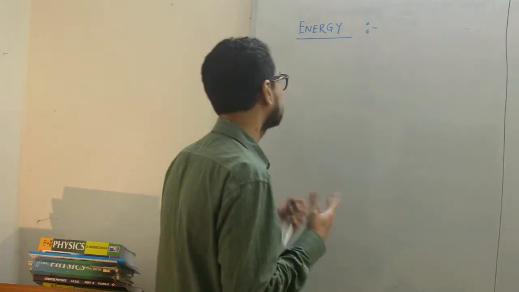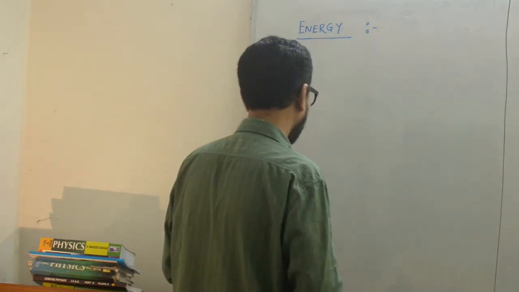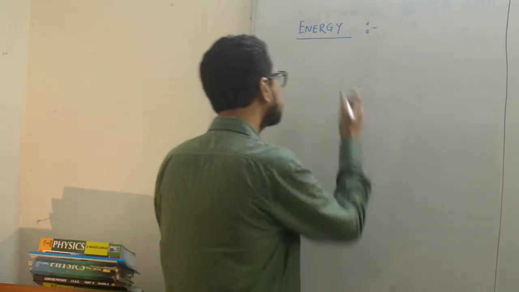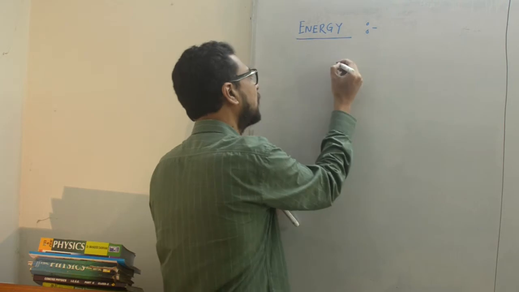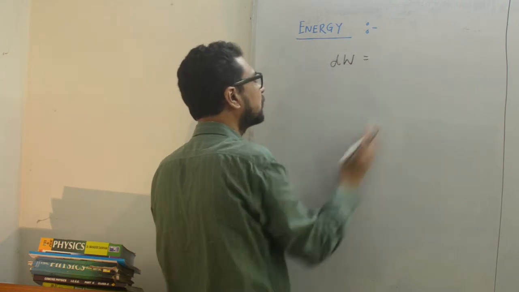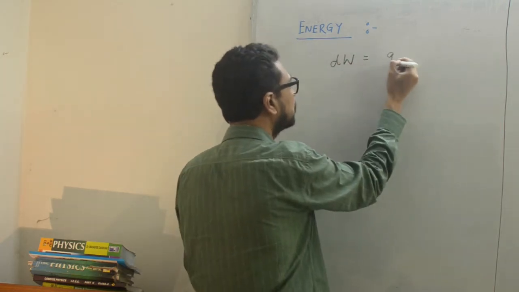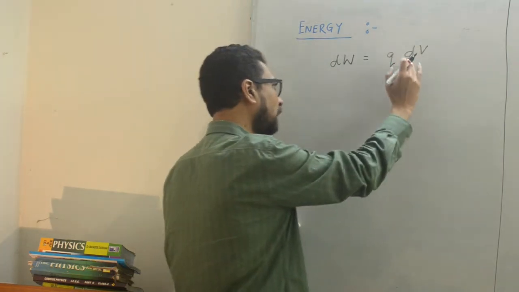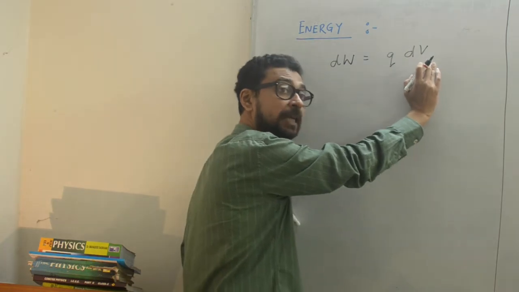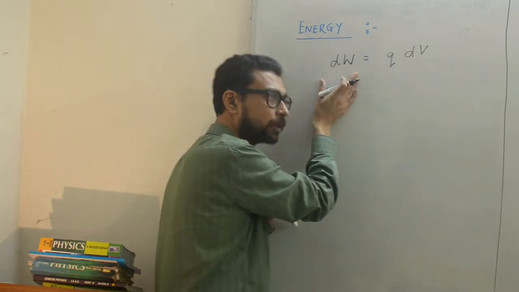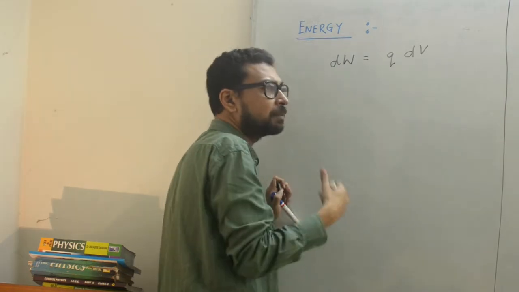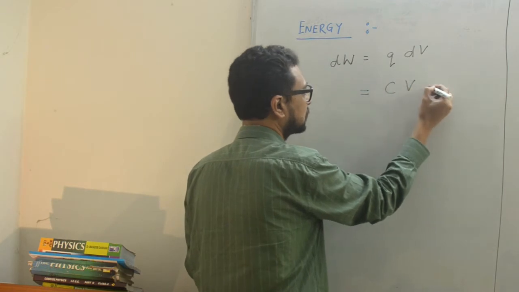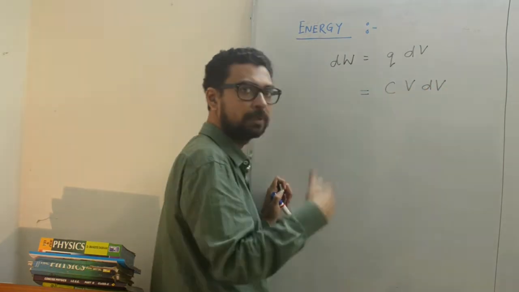Okay, so obviously the energy part, and you already know from the concept of electric potential that energy is actually the work done, and in electrostatics we say that the work done is basically q dV. I mean q is the amount of charge and dV is the change in potential, and q dV is the total amount of work done. So if you want to know the total work done for a capacitor, then q can be replaced by CV, q equals CV.